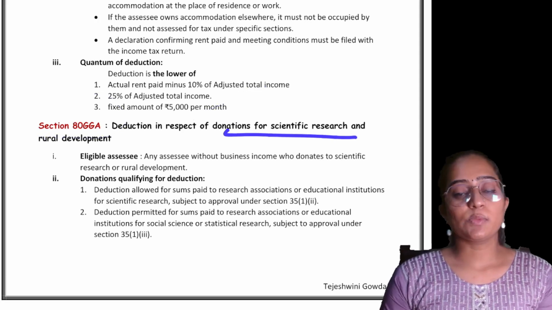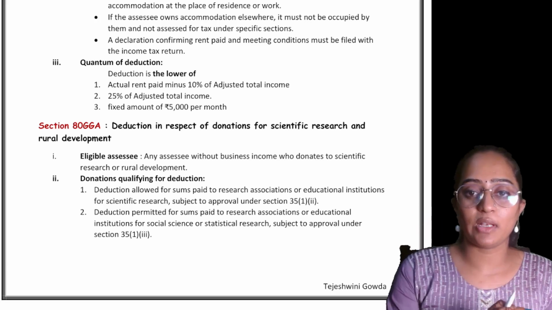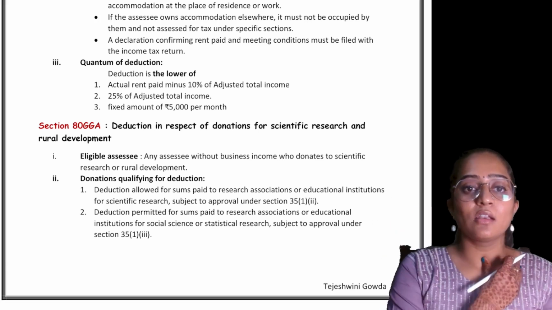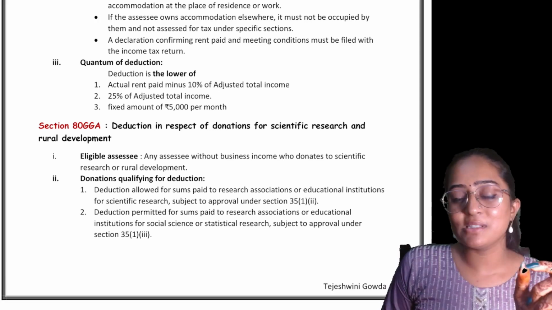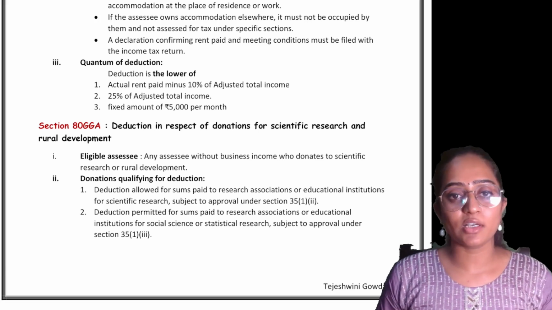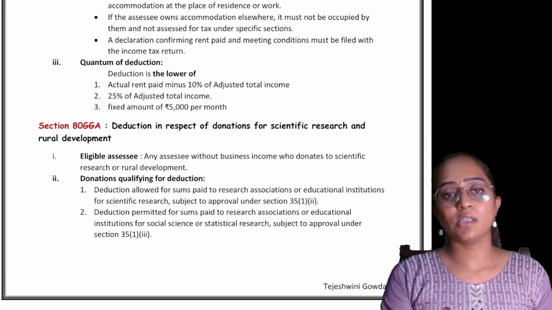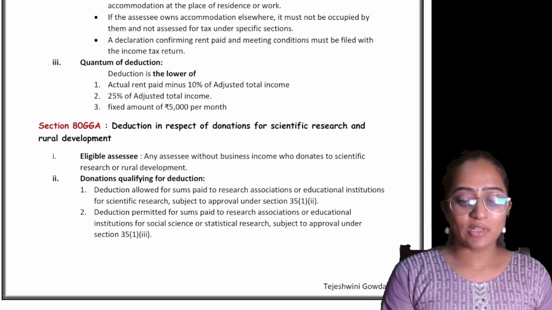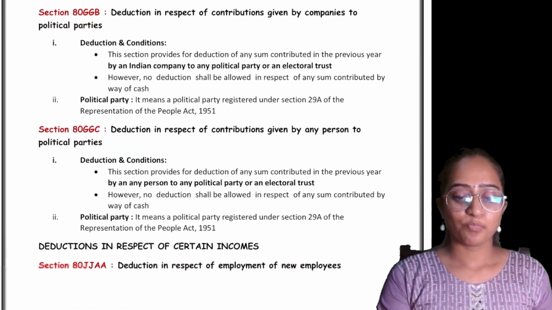80GGA is with respect to donations to scientific research and rural development, for an assessee who doesn't have business income. If you're a person having business income, you would get your deduction directly under section 35. Here, you are a person without any business income, but you have made a contribution. You will get the entire 100% of the donations made under section 80GGA.